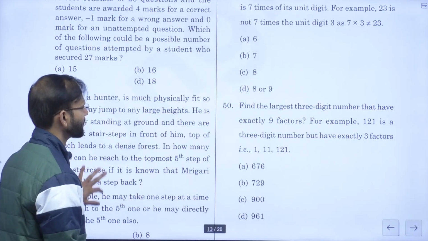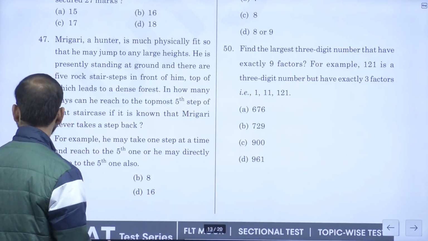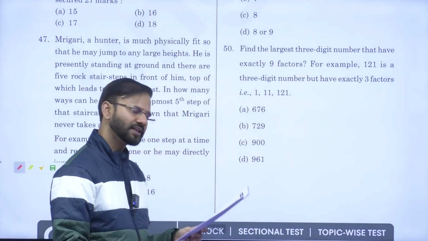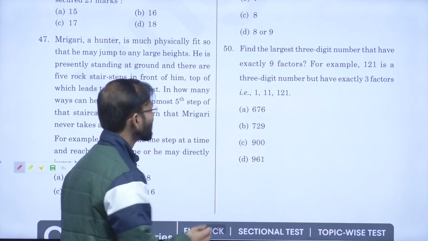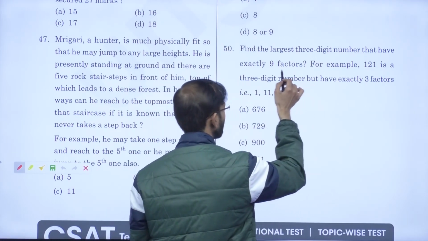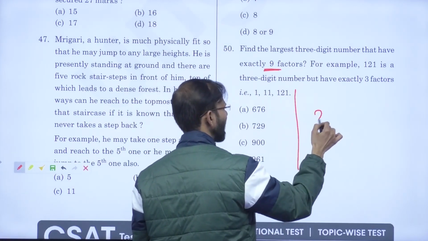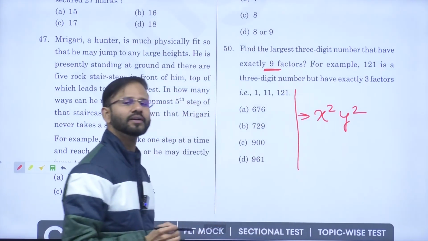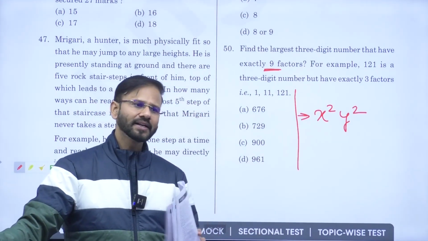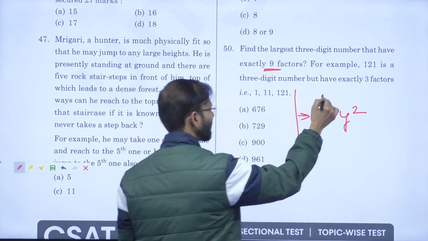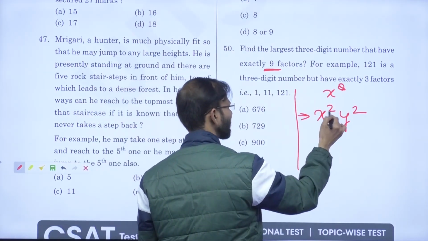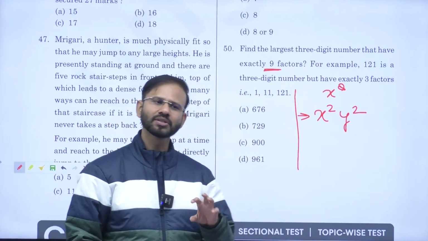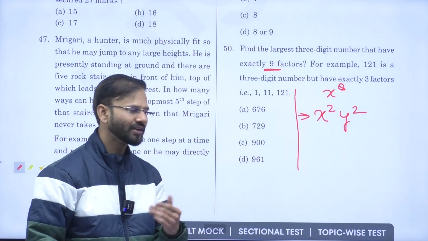Guys, question number 50 is saying, find the largest 3-digit number which has exactly 9 factors. 9 factors means what? Either it can be a prime number raised to the power 8, or it can be x square into y square, right? So this is the concept in factors. You might have studied it.